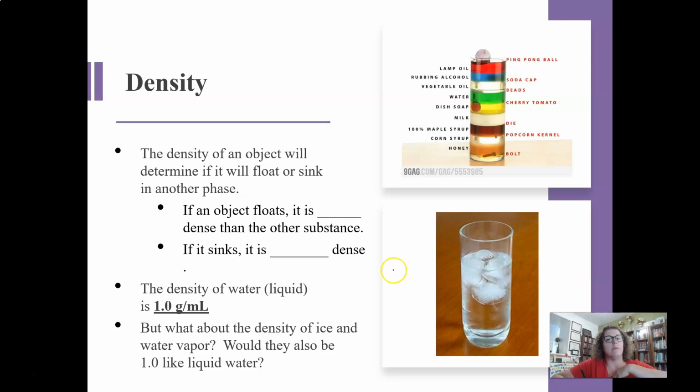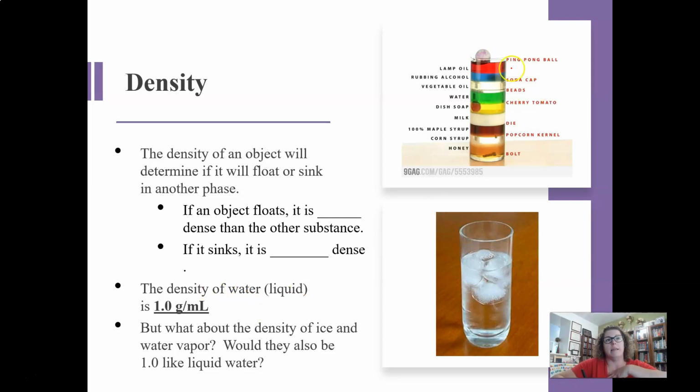Well, a very key thing to know about water is a very simple number. The density of liquid water, notice I said liquid water, is 1 gram per milliliter. And it's the standard. So usually if we want to see if something has a greater or less density, we usually compare it to water.